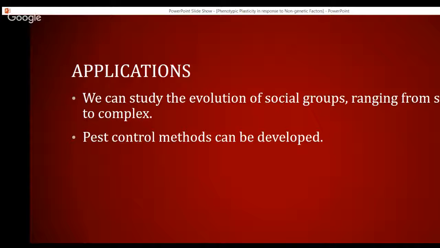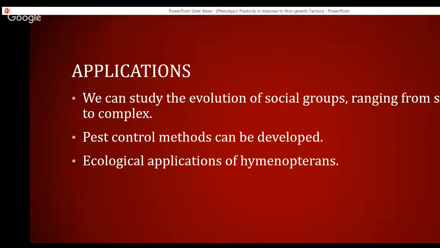Pest control methods can be developed. For example, if you understand termite biology and how they function, you can use another pesticide that affects what lives inside of them in order to eradicate the termites themselves, because they can't survive without their symbiont. So this is how you could apply some of that knowledge.